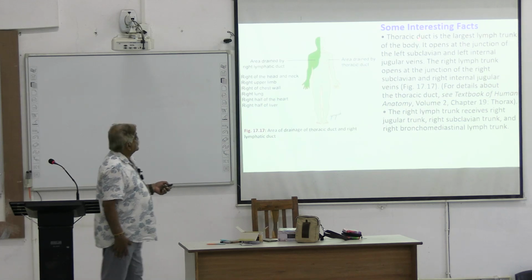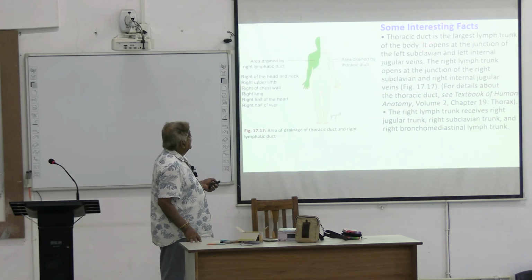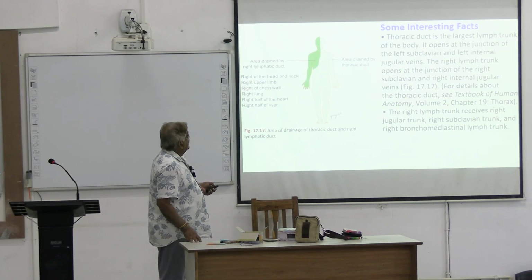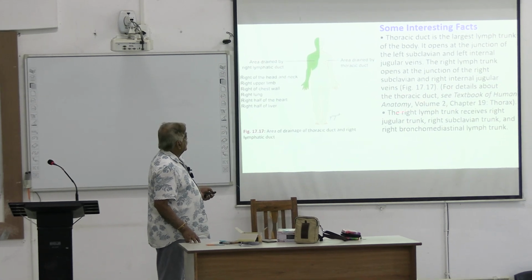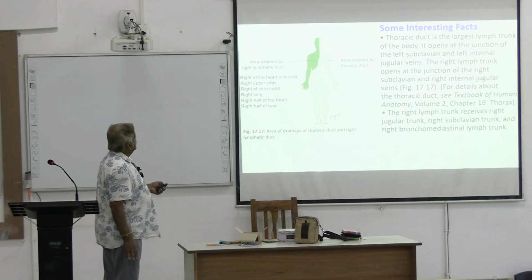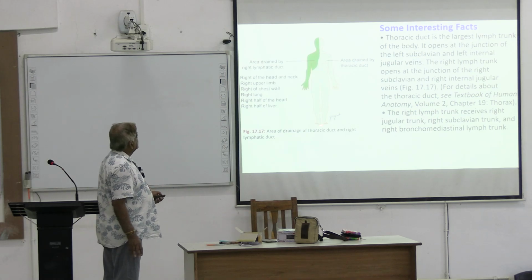Some facts. The thoracic duct is the largest lymph trunk of the body. It opens at the junction of the left subclavian and left internal jugular veins. The right lymph trunk opens at the junction of the right subclavian and right internal jugular veins. As you read in the book, the right lymph trunk receives the right jugular trunk, right subclavian trunk, and the right bronchomediastinal lymph trunk. Here is the area drained by the thoracic duct. This is the area drained by the right lymphatic duct.